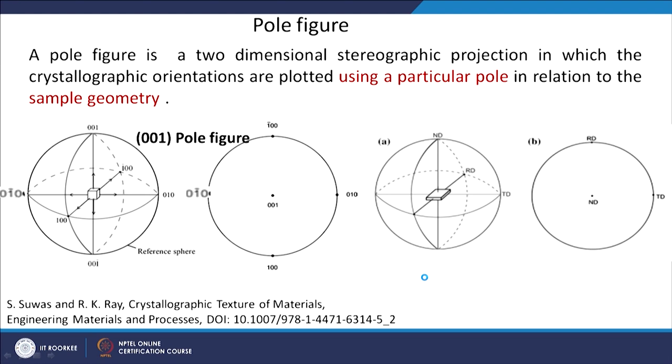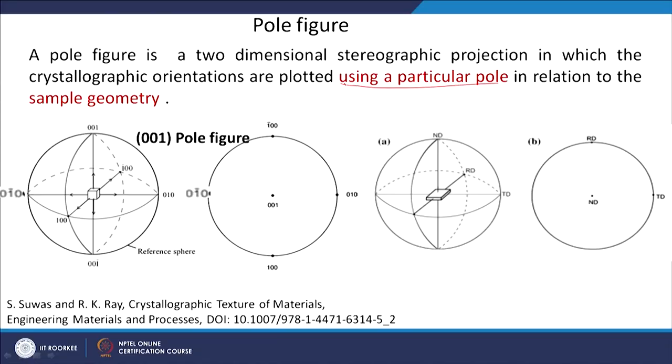If you remember when we were plotting stereographic projection for, let us say, the 001 standard stereographic projection, what we did is we put the 001 normal such that it was hitting the top pole, and it was projected exactly at the center of our projection, and then we plotted all the other poles with reference to that. So we plotted all the 110 poles or 111 poles. So there we did not restrict any pole, we plotted all the poles.